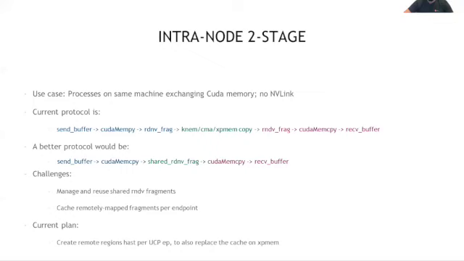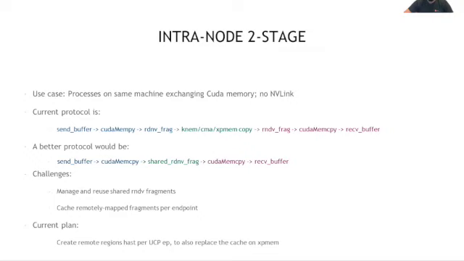Okay, so the intranode two-stage pipeline. It means that when we have two processes on the same machine that need to exchange CUDA memory, and we do not have an NVLink available, today what we do is CUDA copy from the send buffer to a host rendezvous fragment. Then we use some kind of kernel-assisted copy mechanism like KNEM, CMA or XPMEM to copy from the sender host fragment to the receiver host fragment. And then the receiver also has to CUDA mem copy to the receive buffer.